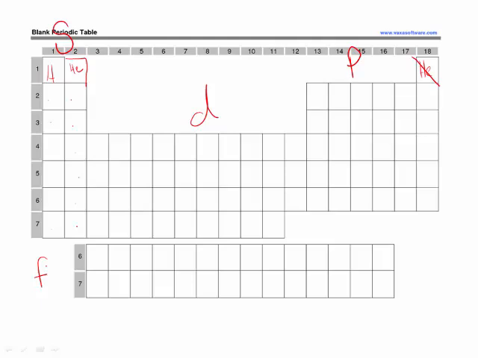You'll also notice that there are 7 rows. Do you remember what 7 means? Well, 1 through 7 are my energy levels. That's my first quantum number. So these are my energy levels.